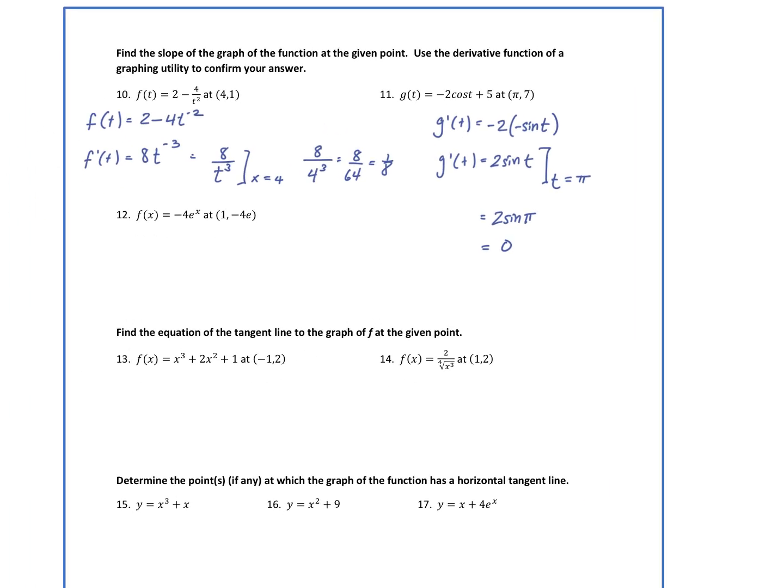And for 12, we've got f prime of x, negative 4 e to the x, and we're doing that at 1. Negative 4 e to the first, negative 4 e.